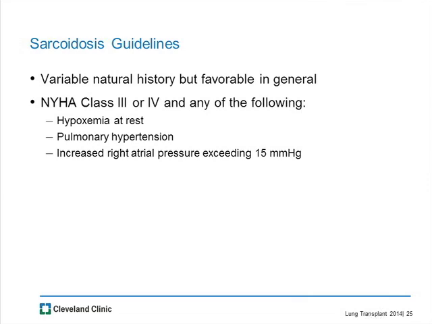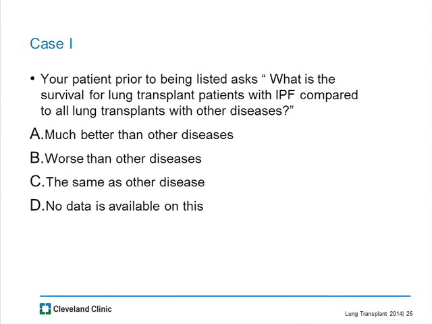But if these patients do get pulmonary hypertension, or are hypoxic at rest, or now have a right atrial pressure greater than 15, they should be referred for transplant prior to being listed. Your case patient asked, what's the survival for lung transplant in patients with IPF compared to all lung transplants with other diseases?